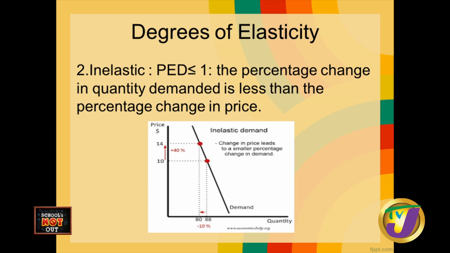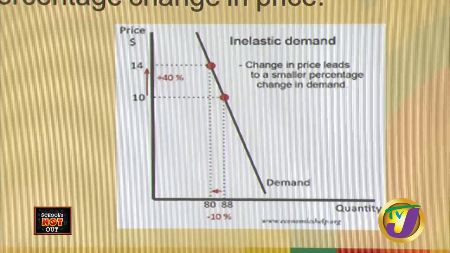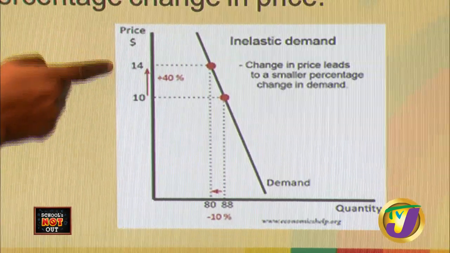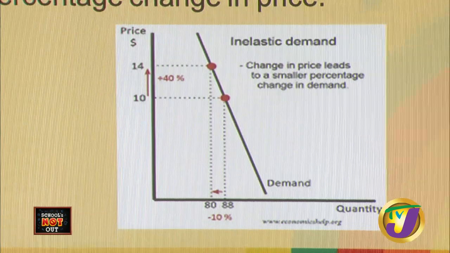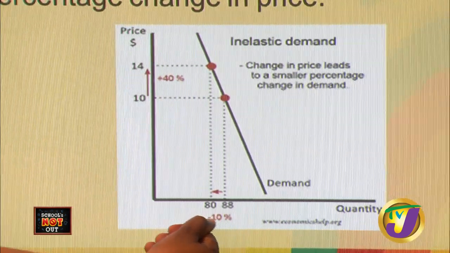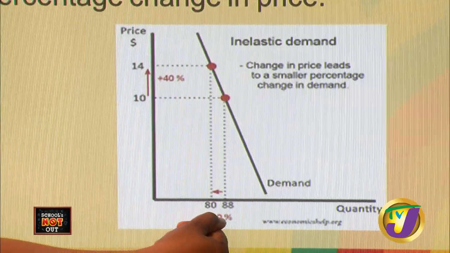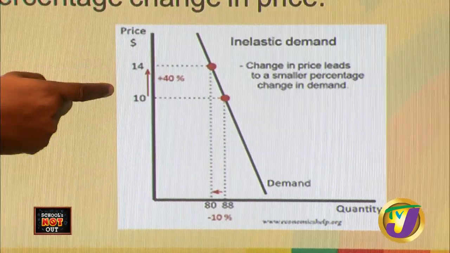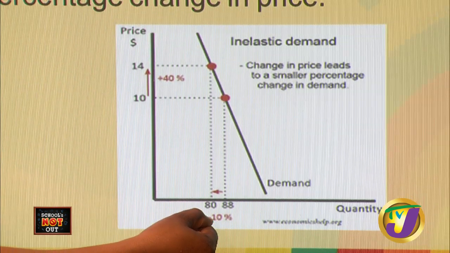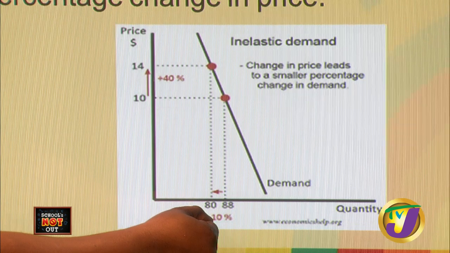So if you look at this diagram here now, the demand curve for this good is a little bit steeper. There was a $4 or 40% increase in price, and the reaction in terms of quantity demanded was just a 10% decrease. So 40% increase in price, but just a 10% decrease in quantity demanded.